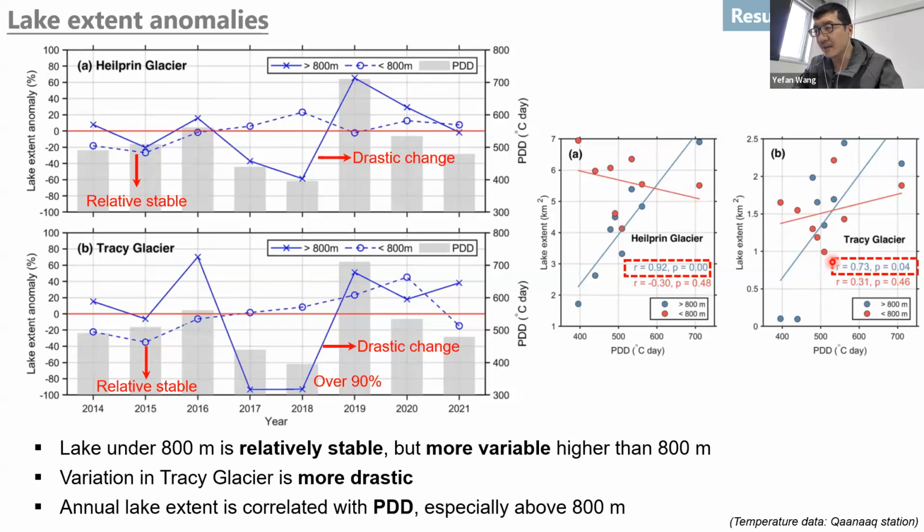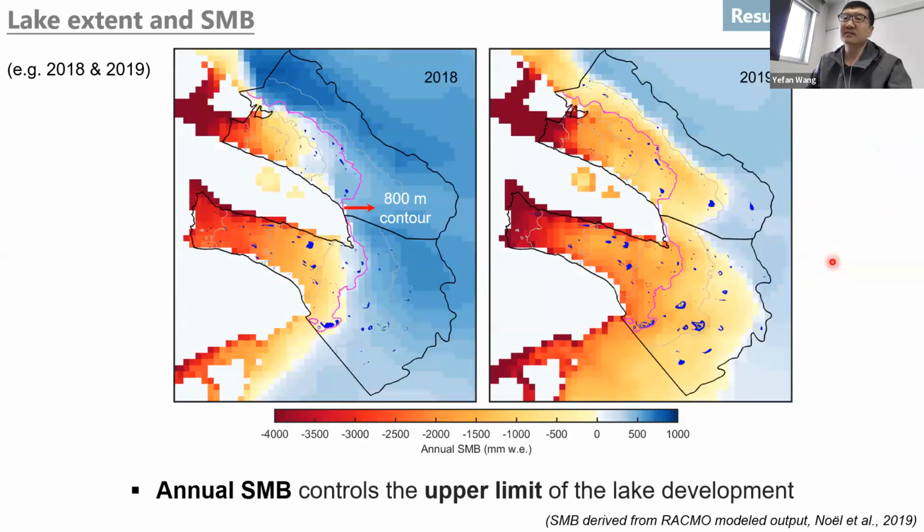So why does this happen? I checked the lake extent and the surface mass balance from the RACMO model data. And here is a relatively cold year, 2018, and here is a relatively warmer year, 2019. We can see the blue patches are the lakes, and this color is the annual surface mass balance. The negative is red, and the positive is blue.